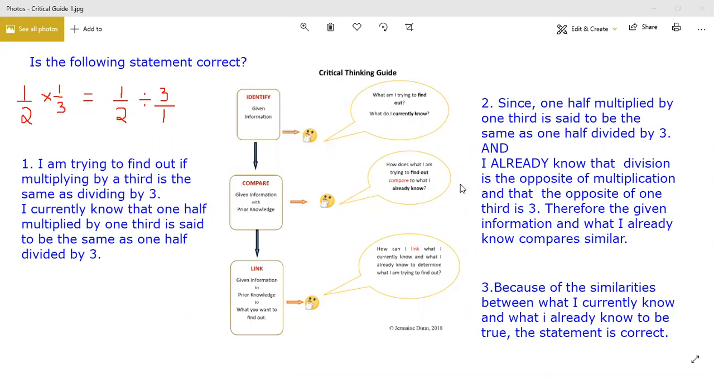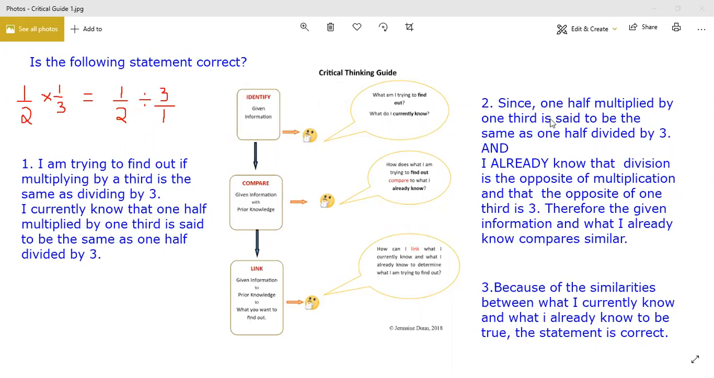So step 2. Step 2 says we're to compare given information with prior knowledge. So this is the step in critical thinking where the analysis and evaluation takes place. This is the critical step. This comparison requires reasoning. So at this step, we're going to be saying, how does what I am trying to find out compare to what I already know, my prior knowledge? So right now we have to pull on our prior knowledge. All of this would have to be information gained through previous classes.